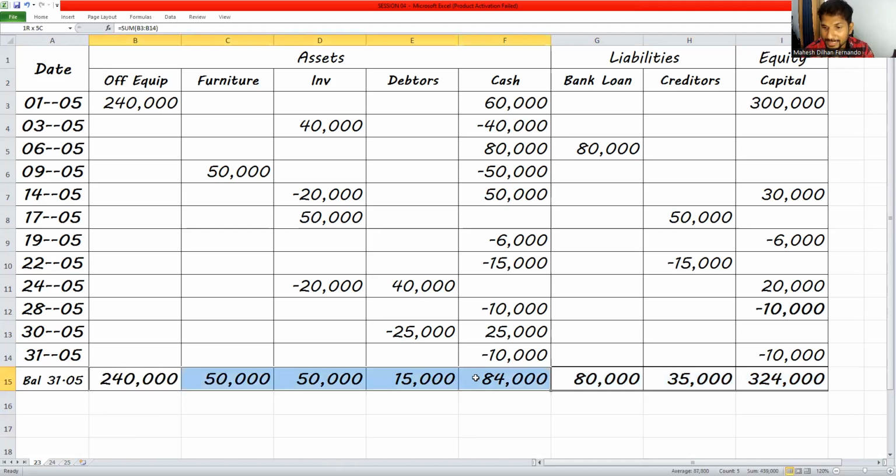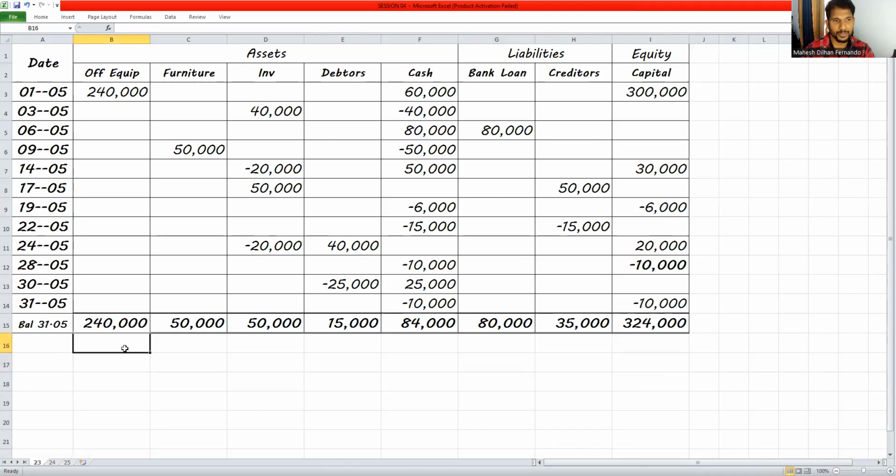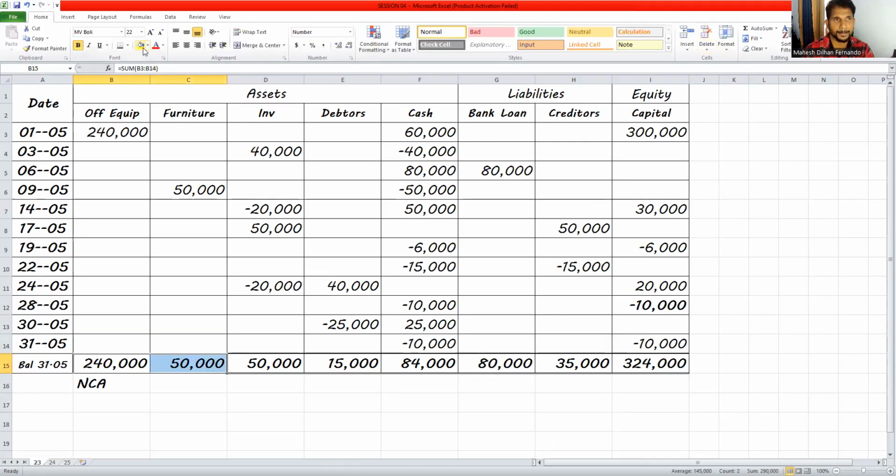Total of assets is 439,000. Here also 439,000. Right? Let's calculate. First one, non-current assets. These are the non-current assets. How much is it? 290,000.